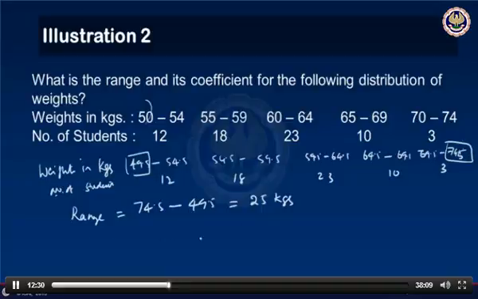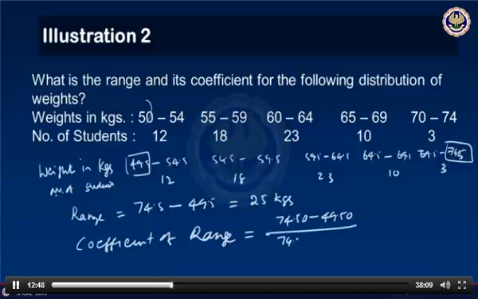And the coefficient of range is equal to 74.50 minus 49.50, whole divided by 74.50 plus 49.50, into 100, which is equal to 25 by 124 into 100, which is equal to 20.16% for the range of the weight in kgs.